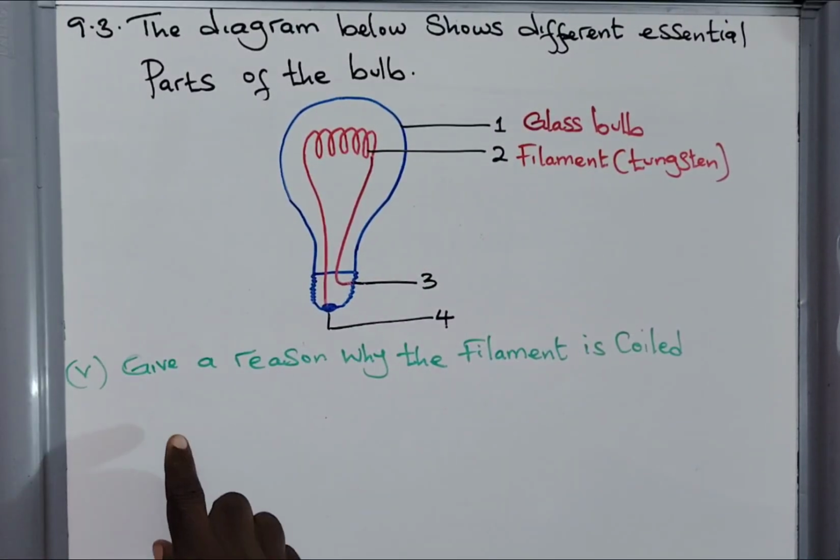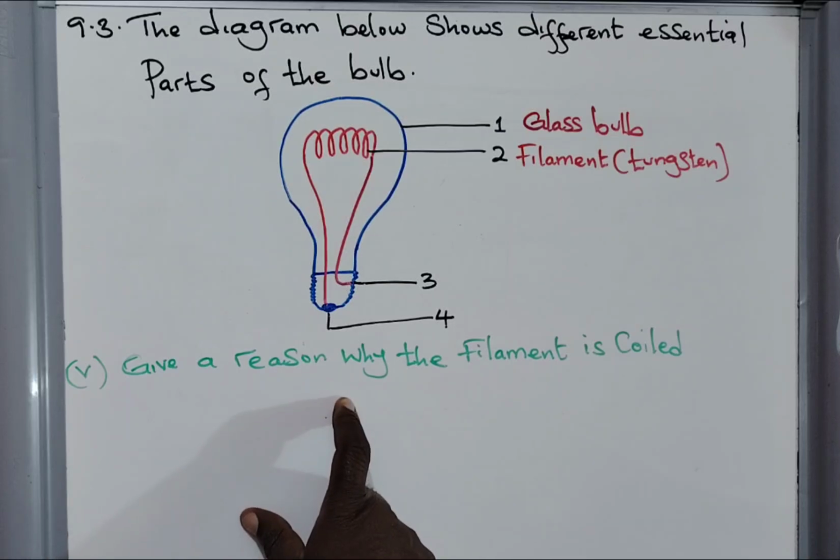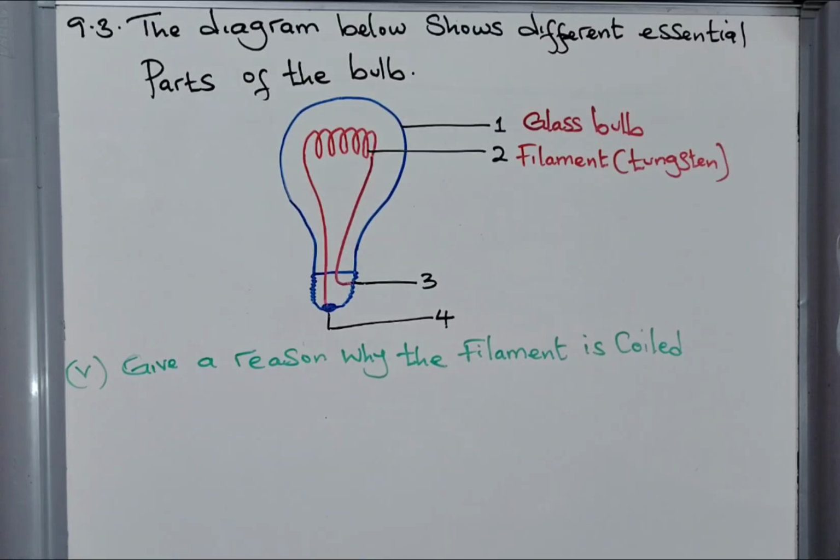Then we come to this one. It says, give a reason why the filament is coiled. Why is the filament coiled? The coiling increases the length of the filament in the short space. Scientifically, we say it increases the surface area of the filament.